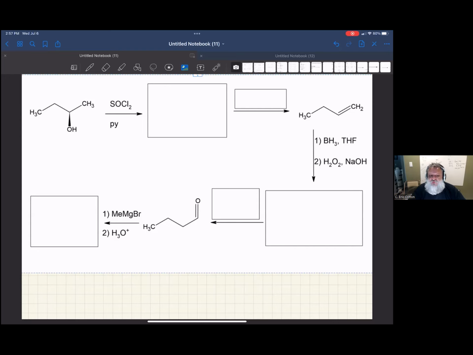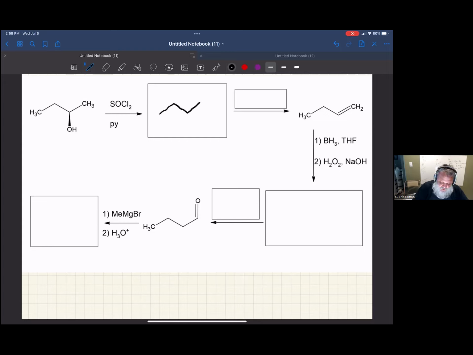The first one is SOCl2 and pyridine with a secondary alcohol. Well, what we should know is that's going to do a substitution reaction, specifically an SN2 reaction. So we have to go back to our SN2 knowledge, and we have to remind ourselves that that means there's going to be an inversion in the stereochemistry if there is stereochemistry. Here we do see stereochemistry, and so we'll get an inverted stereocenter. Now, what's going to substitute? When I react SOCl2 with an alcohol, I substitute the OH for a Cl. And so that's what the product is there.